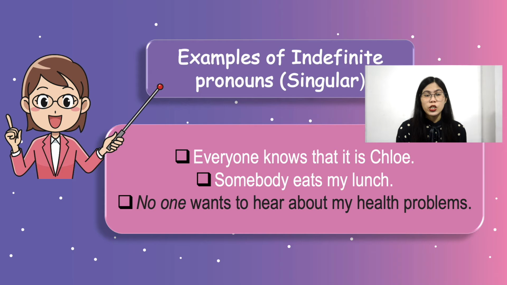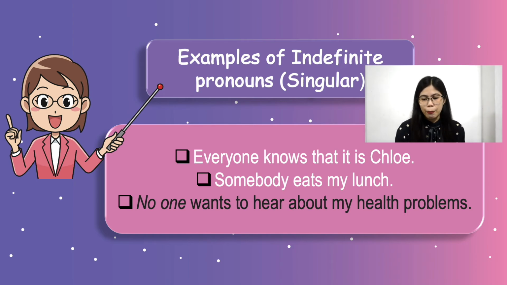So in our sentence number 1, everyone knows that it is Chloe. So the word everyone is an indefinite pronoun because it doesn't specify who are the people that know Chloe. And as you may notice, everyone functions as a singular, thus making our verb, which is knows, a singular as well. Because that's the rule of subject-verb agreement. Singular subject requires a singular verb. Plural subject requires a plural verb.